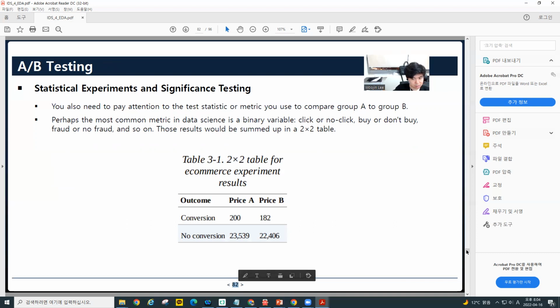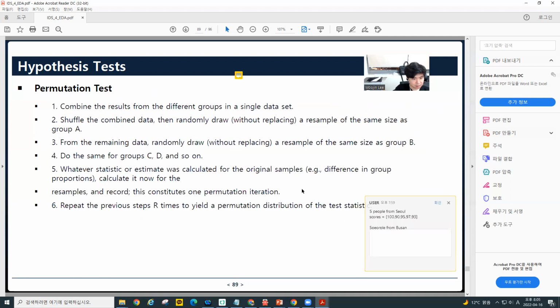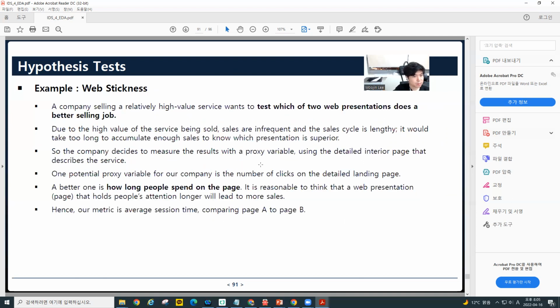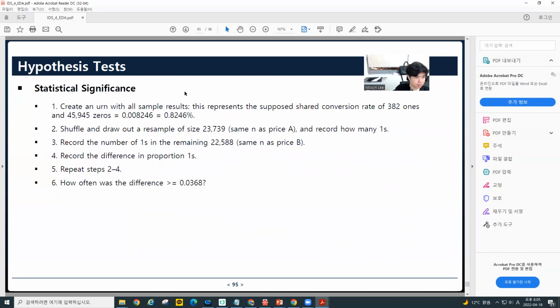So this is the sample. The example is the same as the data on page 82. If we look at these two, we found that these two conversion rates are different from 5%, and we want to check if this is different or not. In this case, we can also use statistical significance by using the permutation test.